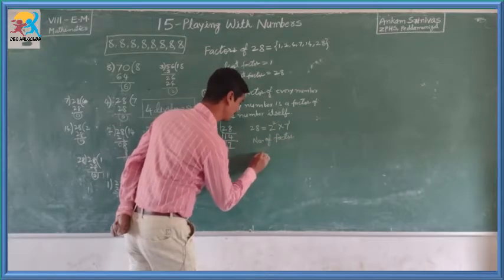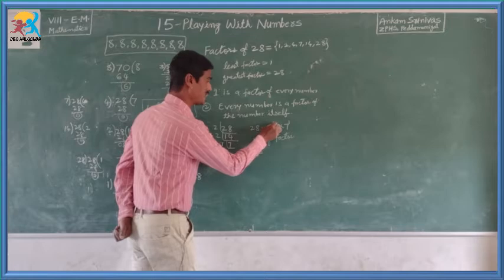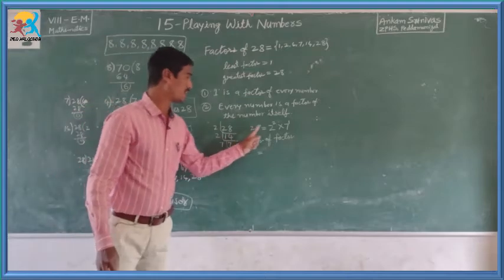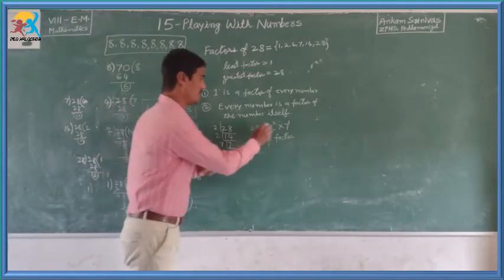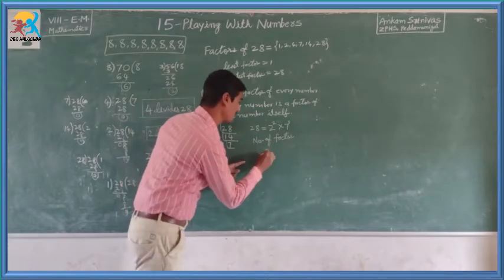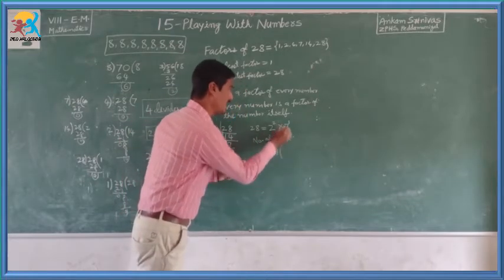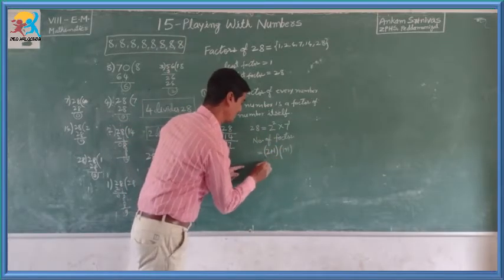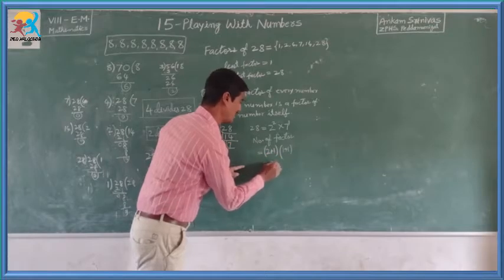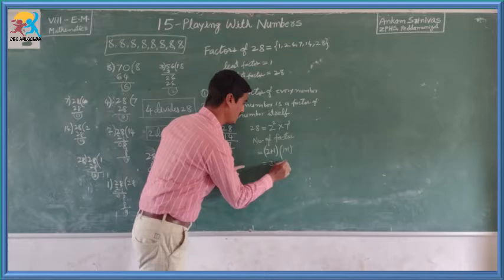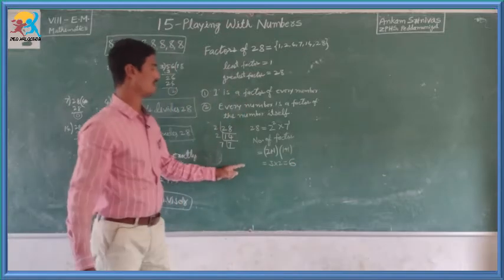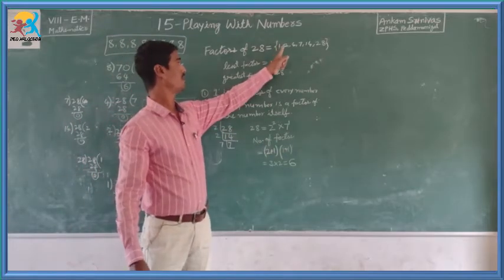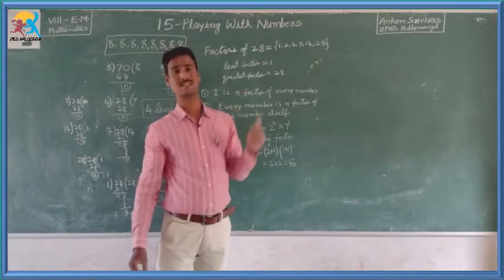So, to find the number of factors, take the exponents of the prime numbers. What is the exponent of 2 here? It is 2, so we raise it by 1. That means 2 plus 1, into, here the exponent is 1, so 1 plus 1. So we will get 2 plus 1 is 3, into 1 plus 1 is 2. We will get 6. So the number of factors of 28 is equal to 6. Let's count. 1, 2, 3, 4, 5, 6.